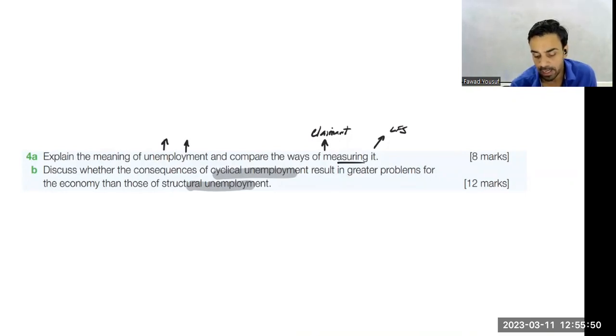Cyclical, I would still say, is much more of a problem. But look, both can be solved. How can you solve cyclical? Cyclical is what? AD has fallen. So you increase AD. By using expansionary fiscal and monetary policies you might be able to increase it. In structural, you have to retrain people to be able to do newer jobs. That might seem like a challenge. Who's going to do that, right?